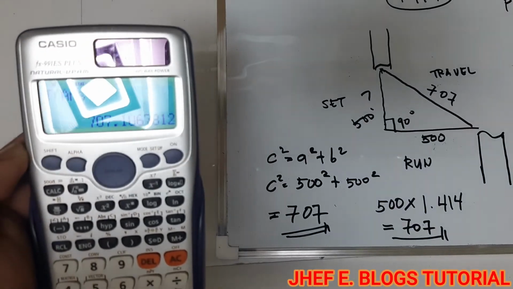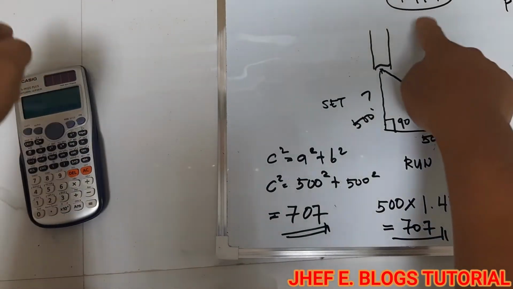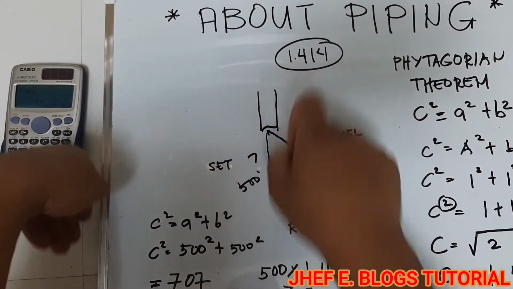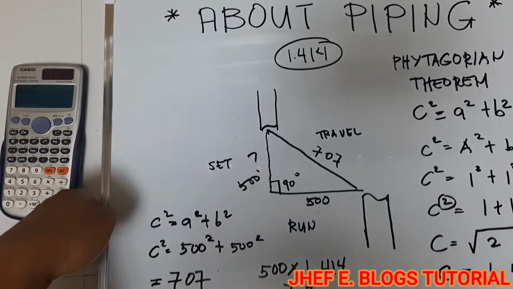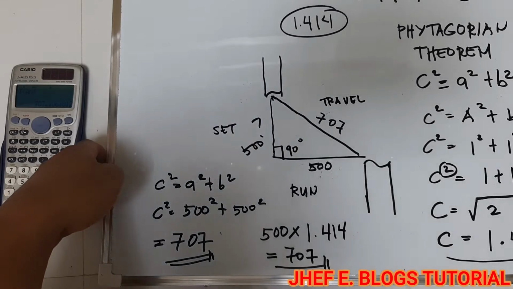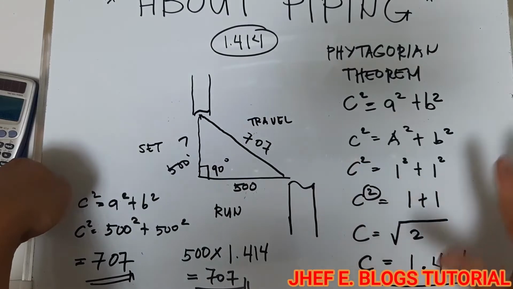Okay guys, now you're not confused anymore because you know where the value of 1.414 exactly derived or came from, and you can tell your subordinates or even your men that this 1.414 came from this. It is derived from this.